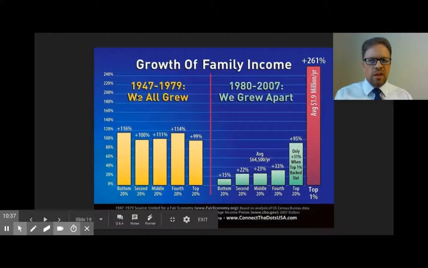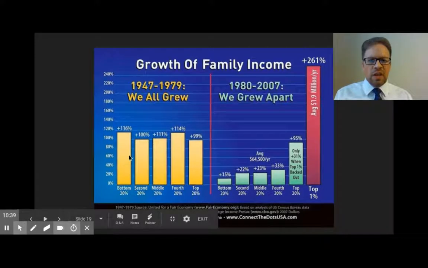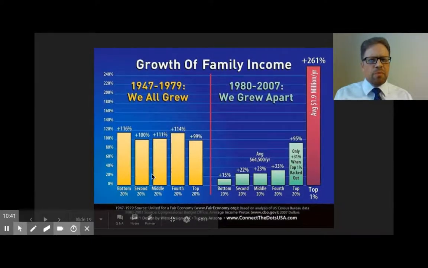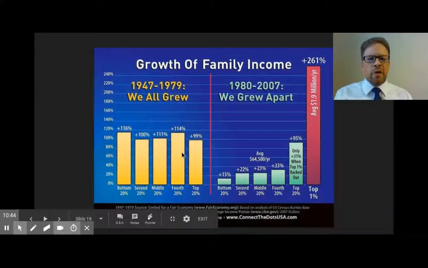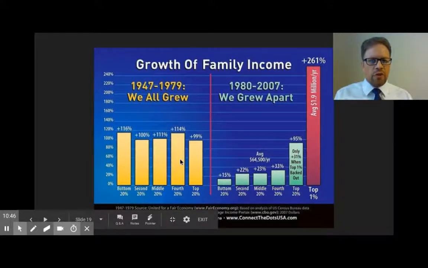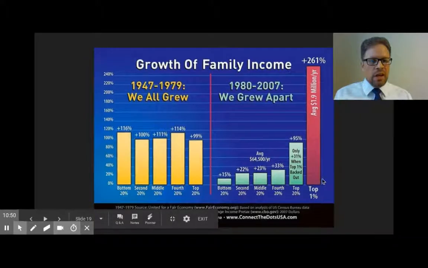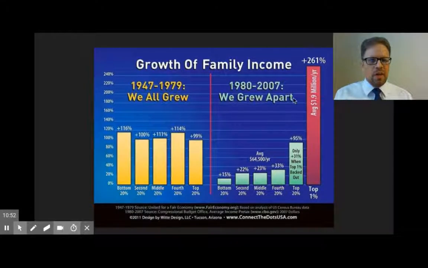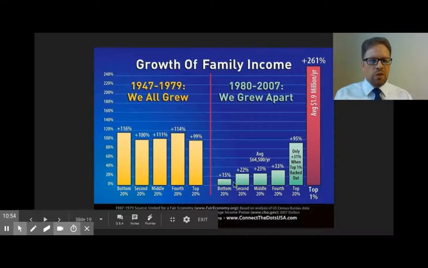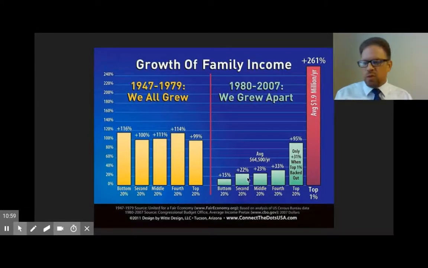So again, 1947 to 79, it's not that it's perfectly evenly spread out, but the money was pretty well spread out to all groups. And then supply-side economics happened, and then basically the people at the top benefited the most, and everybody else really hasn't benefited at all since we have started to embrace supply-side economics.